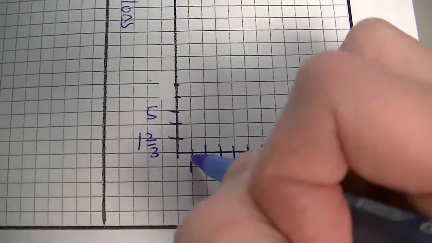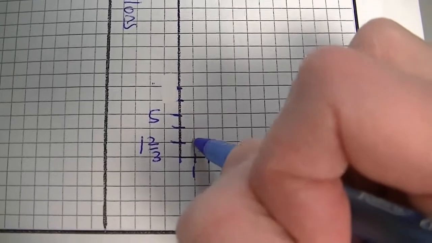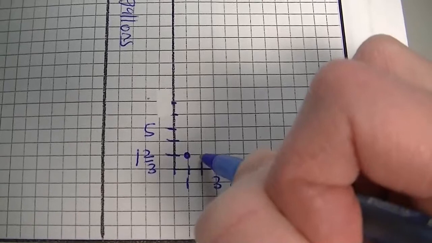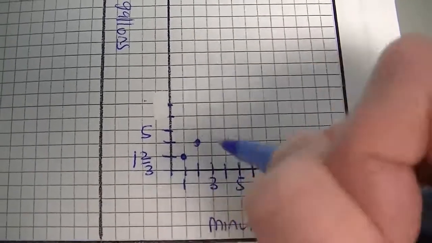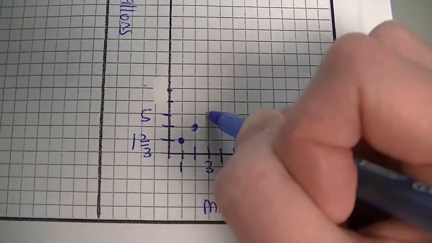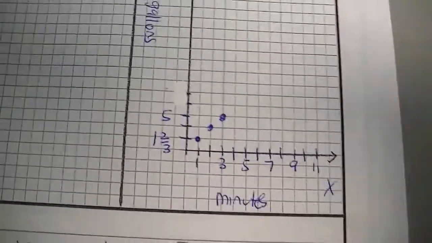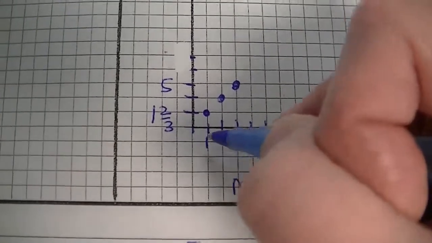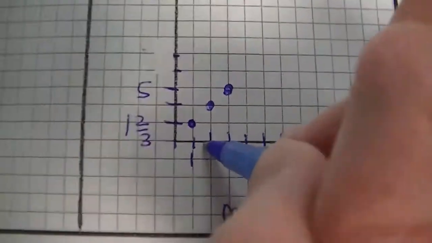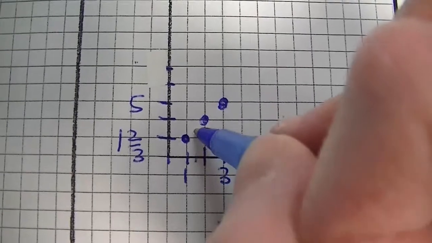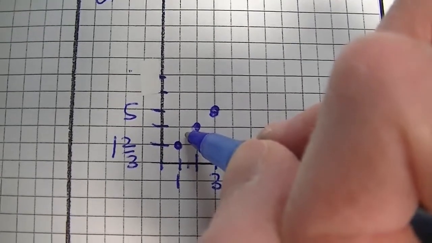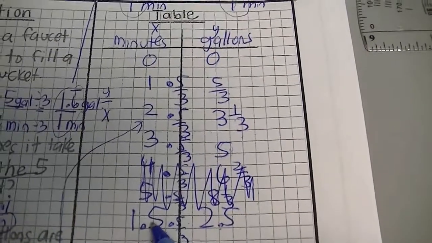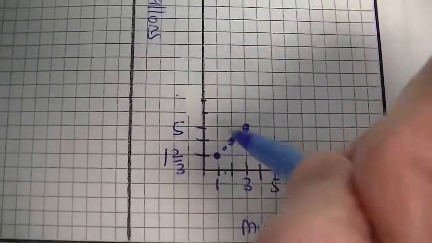So after 1 minute, they would fill 1 2/3 gallons, or 5/3 of a gallon. After 2 minutes, they would fill 3 1/3 gallons. After 3 minutes, they would fill the whole 5-gallon bucket, and that's it. And of course, we can figure out how much it is for 1 1/2 minutes. Remember, 1 1/2 minutes would be right here, and the corresponding value was 2 1/2, which would be about right there. 1.5 minutes, 2.5 gallons, so it's right there.